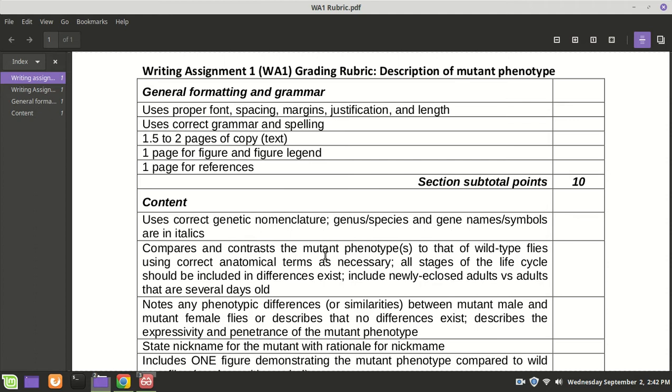So don't duplicate it exactly, and absolutely don't plagiarize it. Maybe you got a mutant that was very similar to the one in the example, but if I see any similarities whatsoever, I'm going to flag that. So don't copy the writing assignment 5 example I gave you. You write your own. Okay.